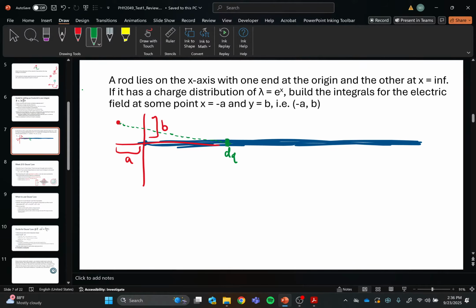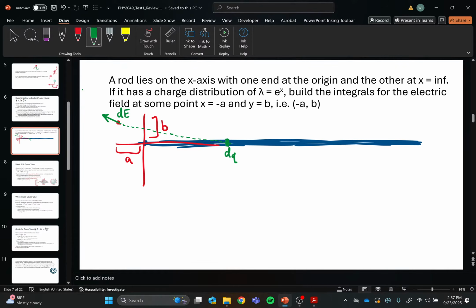Is this charge distribution positive or negative? How did you know that? e to the x is positive. Plug in a positive, and e to the any positive x is a positive value. Great, it's positive charge. So is the field going to point away or towards? What do we call this? dE. It's a little piece of the field. It's not the whole field, just a little piece.